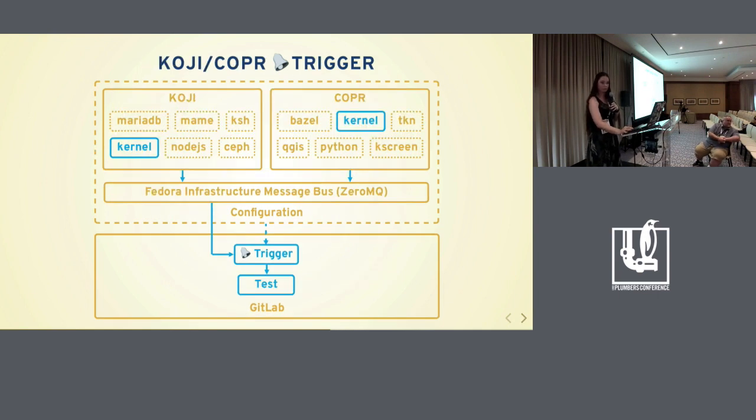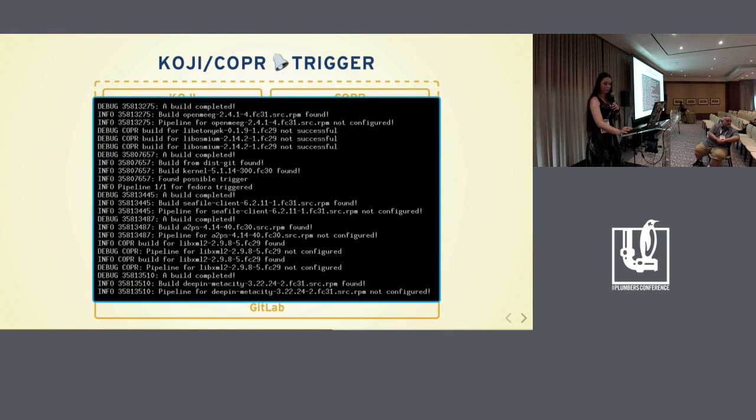The Koji and Copr triggers are very simple because we don't need to actually build the kernel. The Fedora build systems are doing this for us. We only pull the new builds for the kernels that we are interested in and test them. You can see some logs from the trigger.